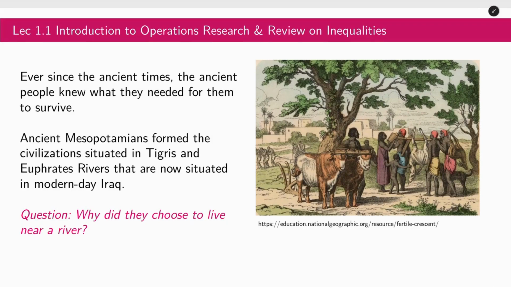Ever since the ancient times, the ancient people knew what they needed for them to survive. Ancient Mesopotamians formed the civilization situated in Tigris and Euphrates rivers that are now situated in modern-day Iraq. As you all know, the ancient Mesopotamians were the first ever recorded people who formed a civilization. Question: why did they choose to live near a river?